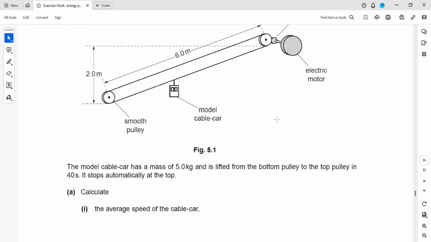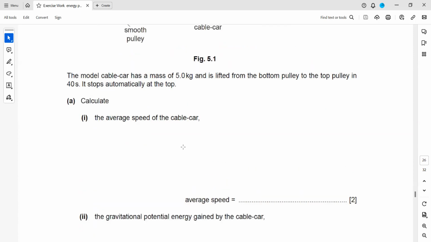What is the average speed? So average speed is the total distance over total time. So we have the figure. What total distance will we take? Because we have two distances given, one is 6, another one is 2. Because we need the average speed, so average speed is equal to total distance over total time. So total distance is 6, we'll take that because that's the distance it covered. And the total time it took is 40. So 6 divided by 40.